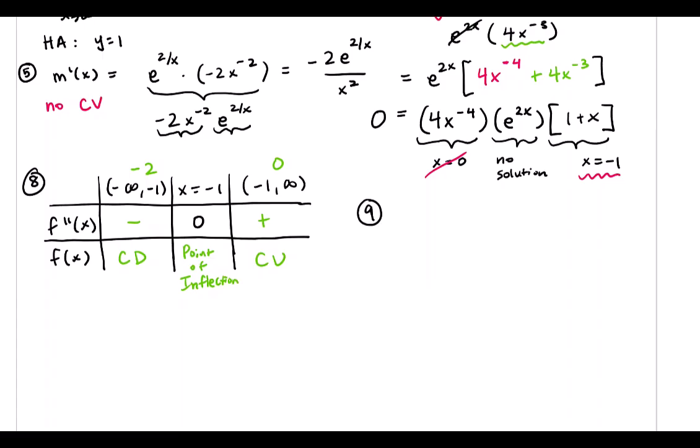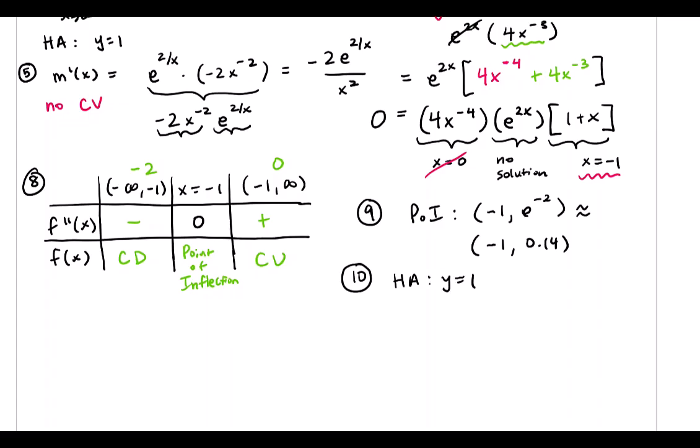All right, let's move on to item number 9. There are no local extrema since we were not able to find any critical values with the first derivative. However, there is a point of inflection, and it's when the x value is equal to negative 1. And then that would make the y value e to the negative 2 power. And if we throw that into a calculator, that's approximately negative 1 comma 0.14. And then the end behavior, we know from previously that there's a horizontal asymptote at y equals positive 1. Let's put this all together now to create our graph.